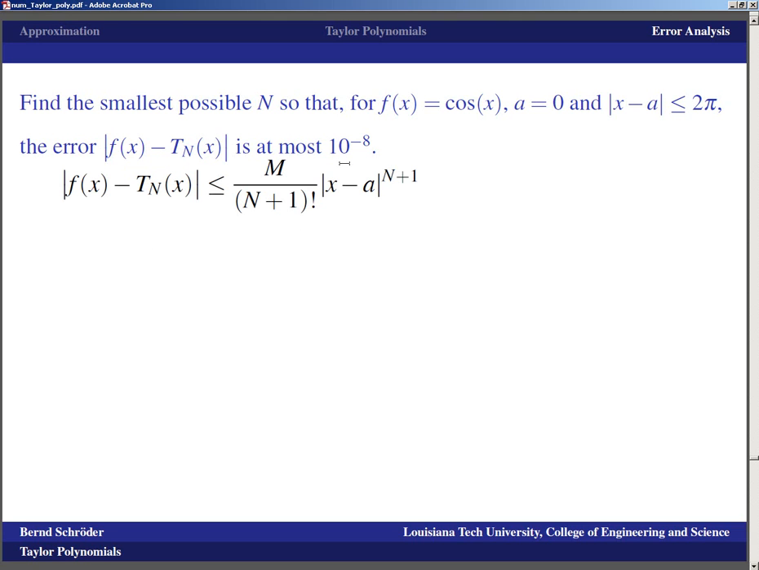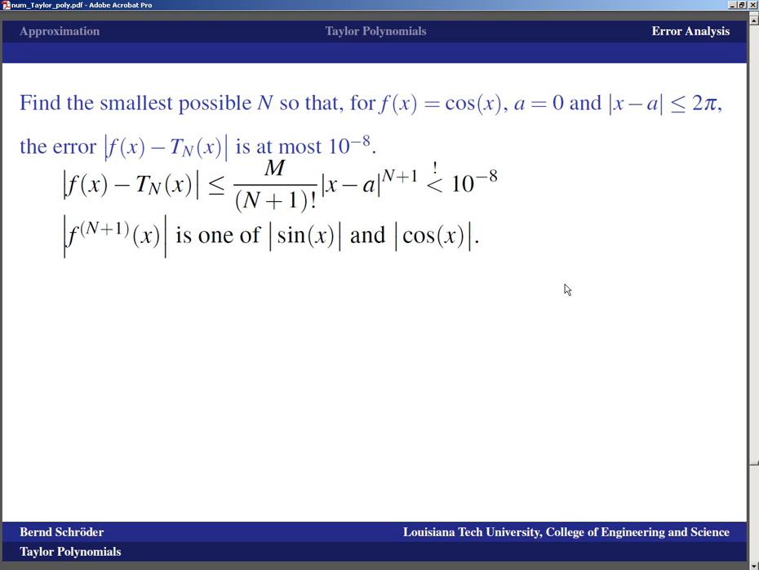Well, the error is bounded by the error formula, M over (n plus 1) factorial times |x minus a| to the n plus 1. If we can now make this error formula smaller than 10 to negative 8, then the error itself will also be smaller than 10 to negative 8. And so this exclamation sign there says we make this error estimate smaller than 10 to negative 8. How do we do that?